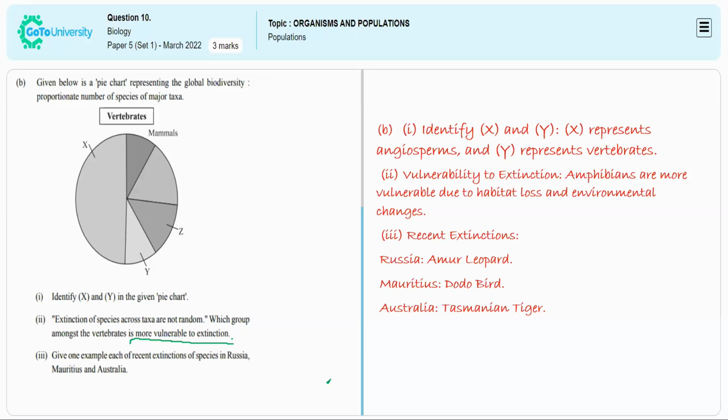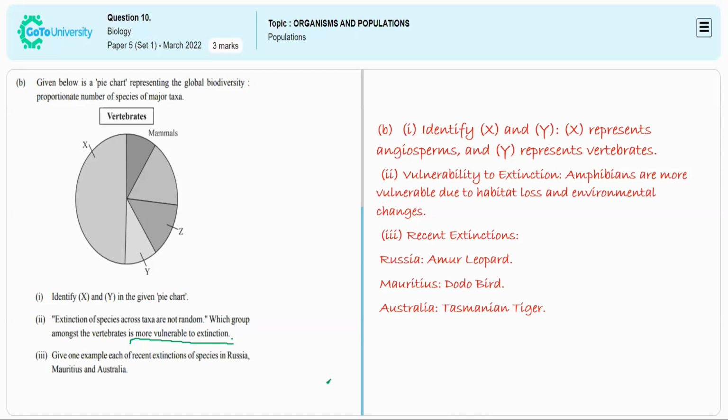Amphibians are more vulnerable due to habitat loss and environmental changes. Okay. So why? Because amphibian is a cold-blooded animal. It is an easy meal for most of the snakes, avians, etc.